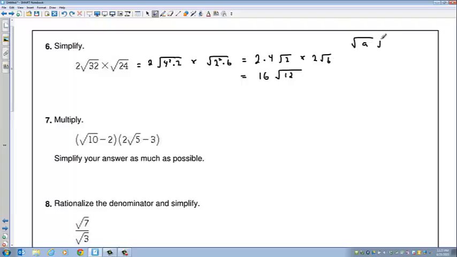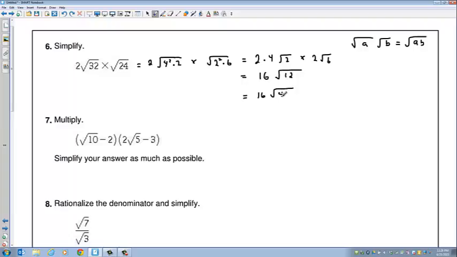If you have root A times root B, you can just rewrite that as the square root of A times B. It goes either way because it's an equality. And this can actually go a little bit further because 12 can be factored as 4 times 3.